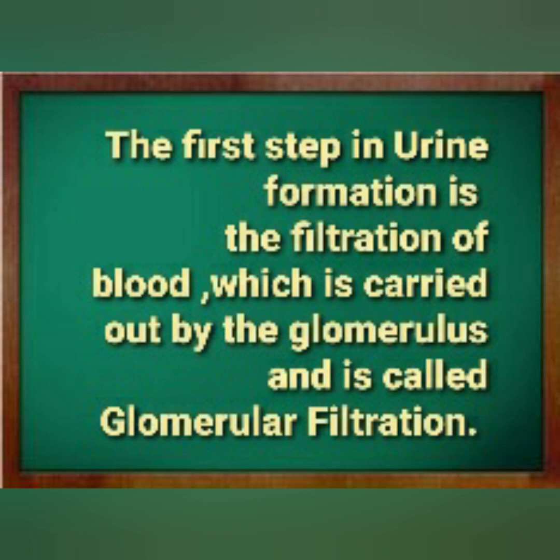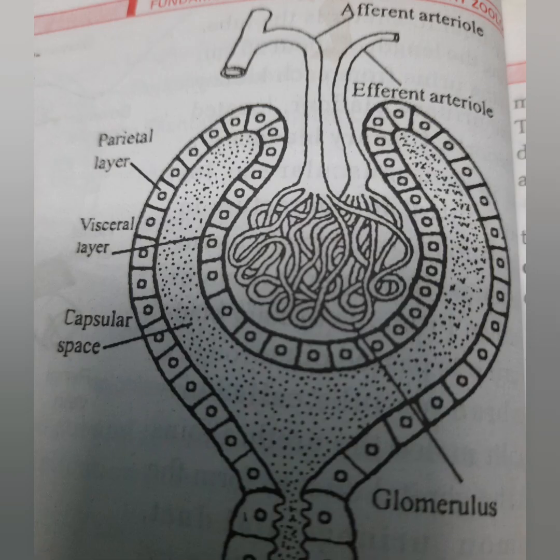So the first step in urine formation is the filtration of blood, which is carried out by the glomerulus and is called glomerular filtration. Here you can see the structure of Bowman's capsule, a double-walled structure with a space in between called the capsular space, marked there. Observe and try to understand. When blood flows through the glomerulus, water and low molecular weight substances from the glomerular blood are filtered to the capsular space of Bowman's capsule.